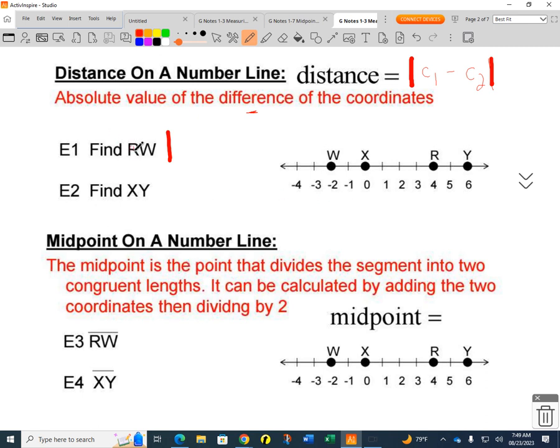So if we want the absolute value of RW, and that would be the distance between R and W, which is the same as the length of segment RW, we take the coordinate for R, we're going to subtract the coordinate for W, and that's a -2. What is 4 minus -2?